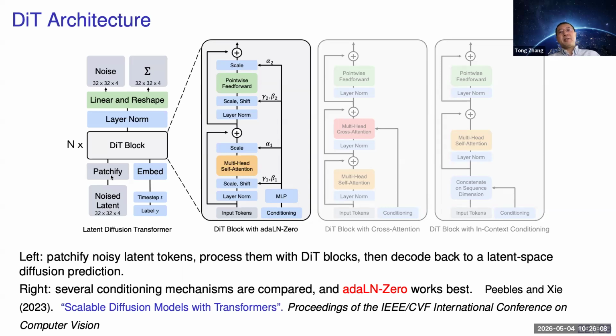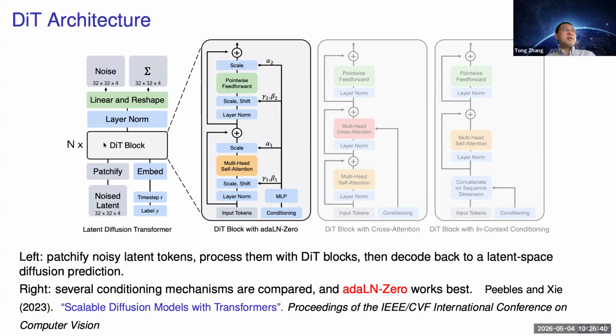Patchify becomes image tokens. Let's take an example. You have 32 by 32 by 4. This is one of the standard latent examples. It comes from a 256 image using the Stable Diffusion VAE, getting 32 by 32 by 4. So this is pretty standard.